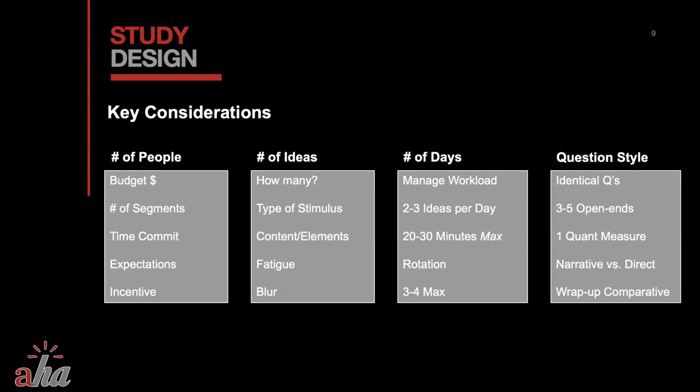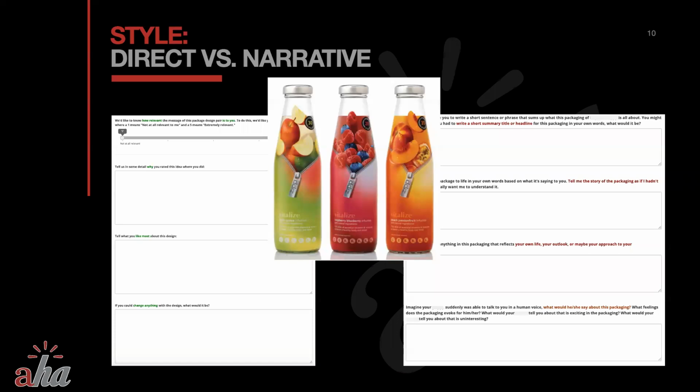Okay. So a couple of popular styles. One is narrative and another one is direct. I'll go over those in just a second. And then, oftentimes let's say you have 6 ideas, you spread those over 3 days, you'll usually do a wrap-up comparative activity at the end. Okay. So just to quickly cover direct versus narrative, on this side, I've got a little quant measure here. You can't really see it too well, but there's a 1 to 5 rating scale there and 3 open-ended questions that followed.